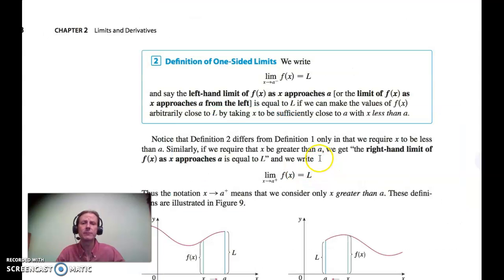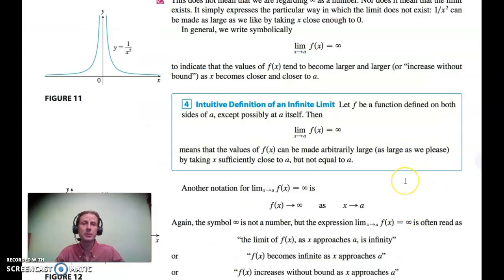Next, the book defines one-sided limits. This here is a limit from the left, and this means that f of x gets close to L when x is close to a but slightly smaller, whereas the right-hand sided limit here says that f of x gets close to L when x is close to a but larger than a.